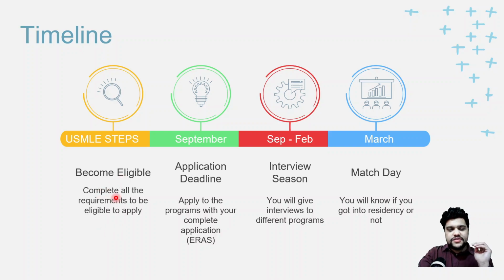All right, so after that, you will apply in September of every year. The application will be submitted in September, and then from September to February, there'll be the interview season. You will give interviews to different programs, and in March, you'll get your results. So you'll know if you got into residency or not. It's a very long journey, but I've tried to simplify it as much as possible.